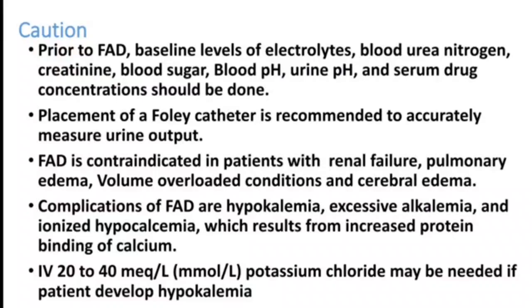Complications of forced alkaline diuresis are hypokalemia, which is the most important complication, excessive alkalemia, and ionized hypocalcemia, which results from increased protein binding of calcium. So hypocalcemia and hypokalemia are among the most common adverse effects, and the most common is hypokalemia. To prevent that hypokalemia, we have to give potassium chloride, 20 to 40 milliequivalents, at the initial time itself. Otherwise, the patient can have hypokalemic complications.